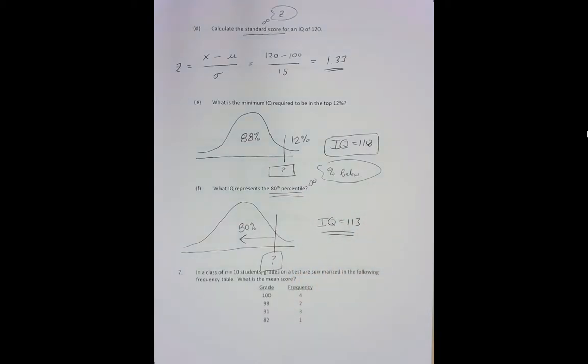So if you have an IQ of 113, your IQ is at the 80th percentile. So you might conclude that of every 100 people that you meet on the street, on average, randomly, your IQ is higher than 80% of them.